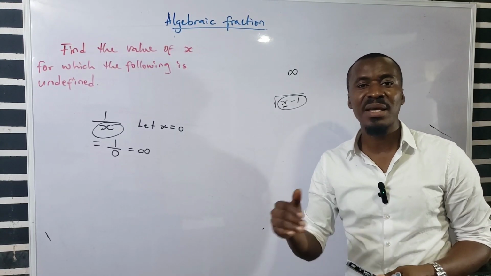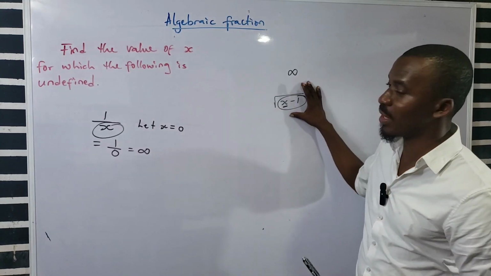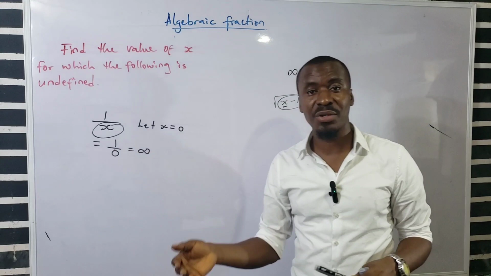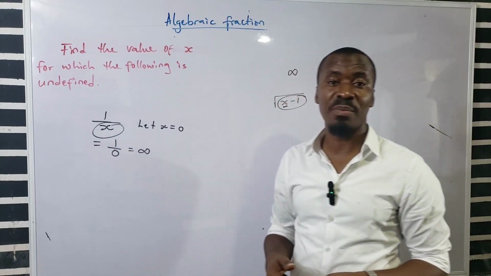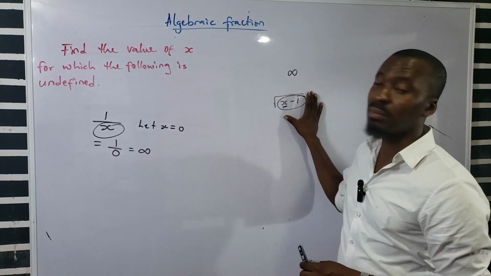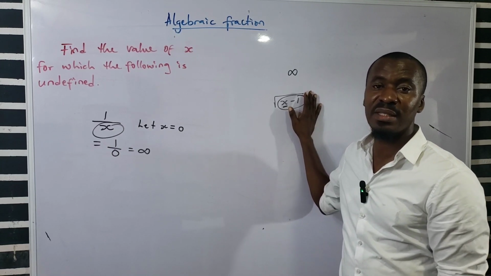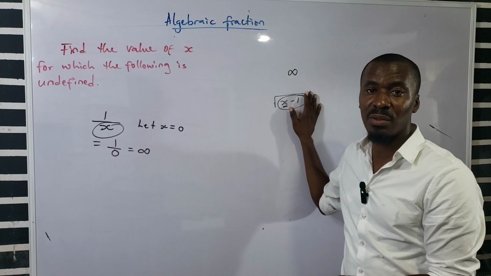It will not exist within the real numbers for this one, okay? But this one will not exist at all, in both the real numbers and complex numbers. Though this one will exist on the complex line, but it will not exist on the real line, okay?